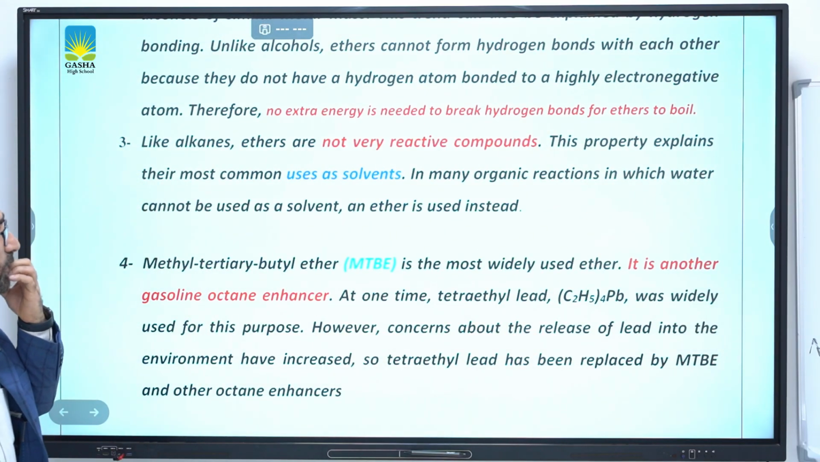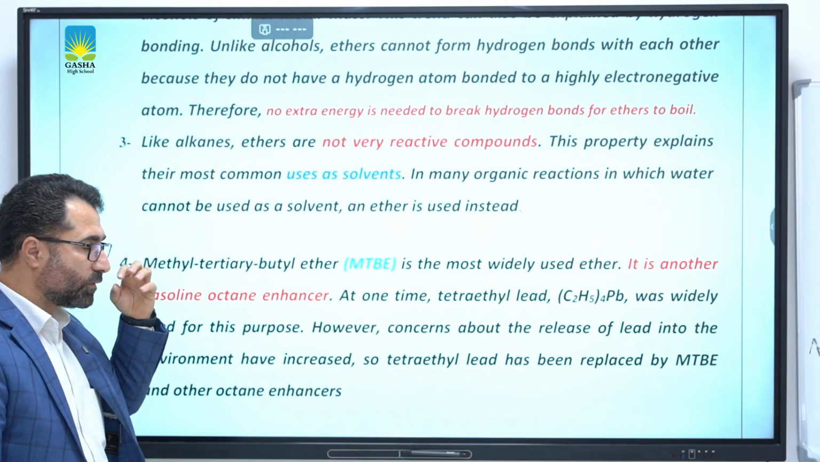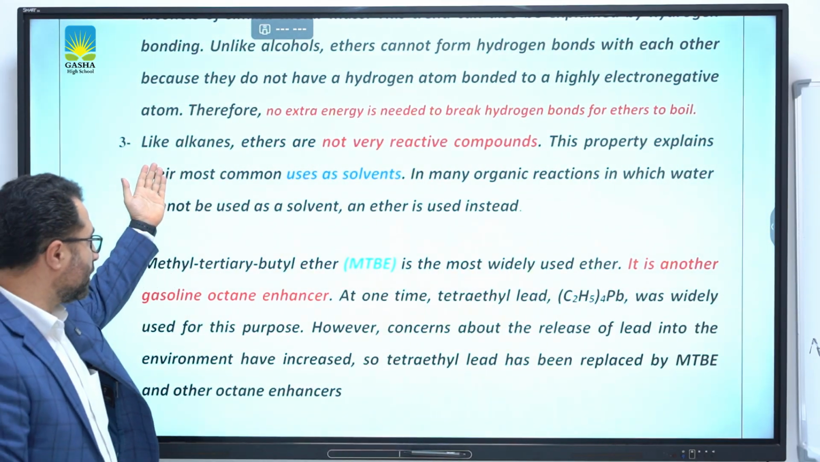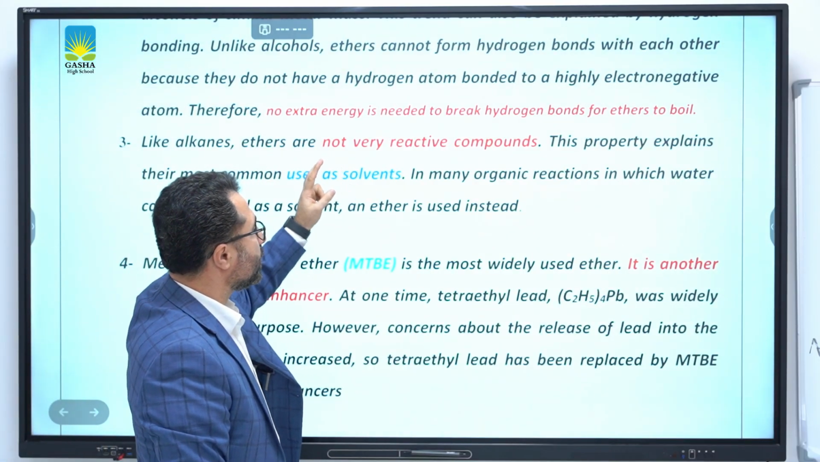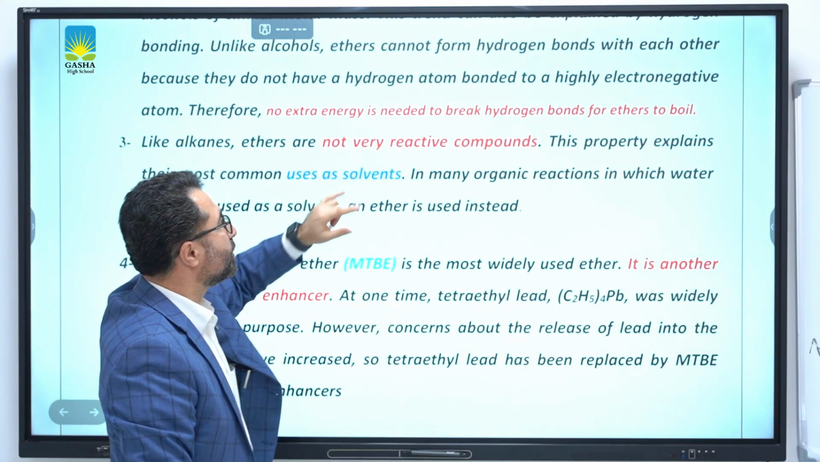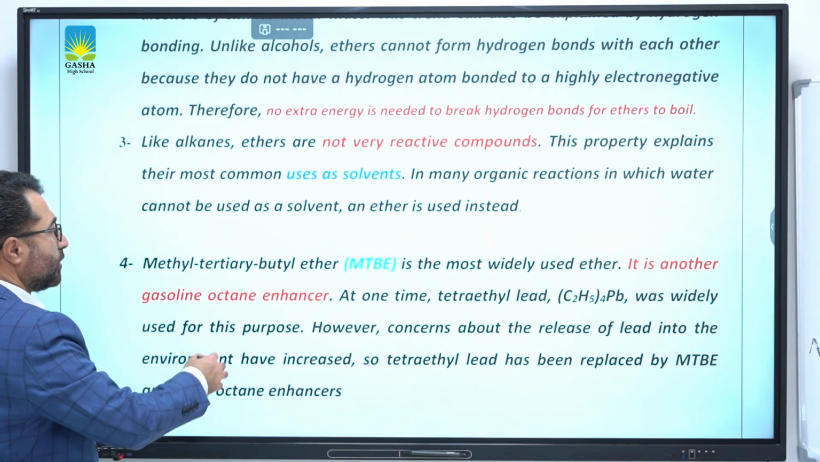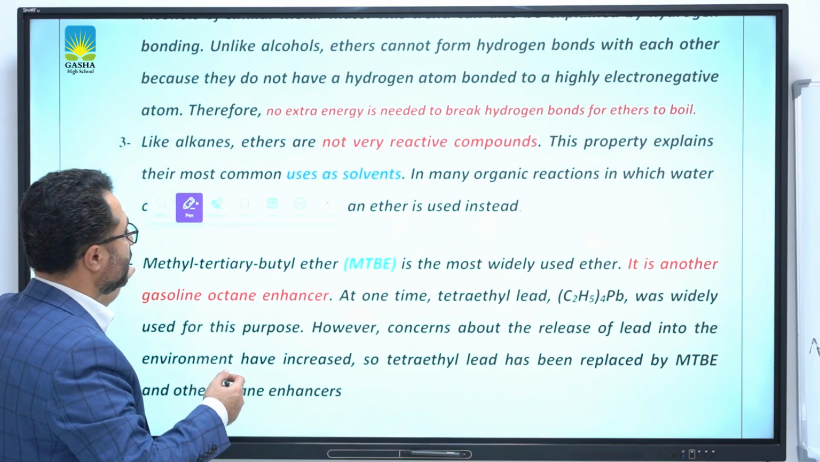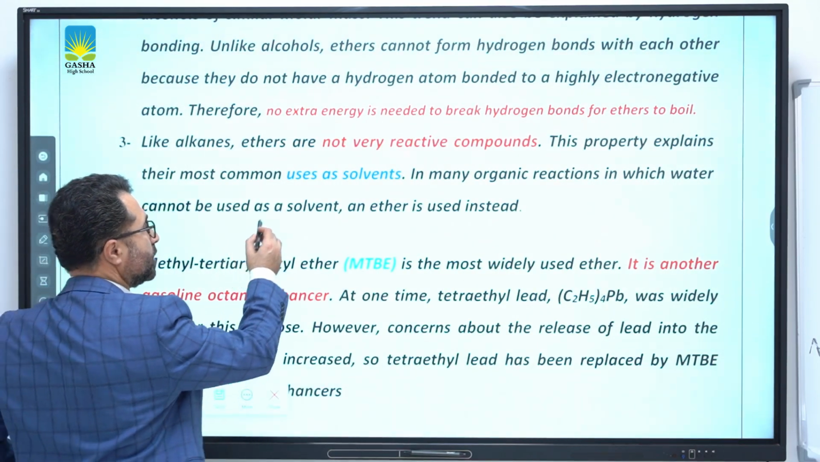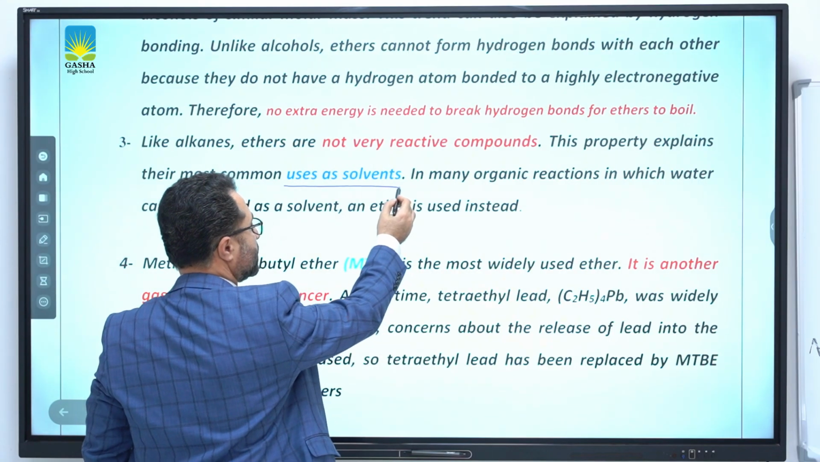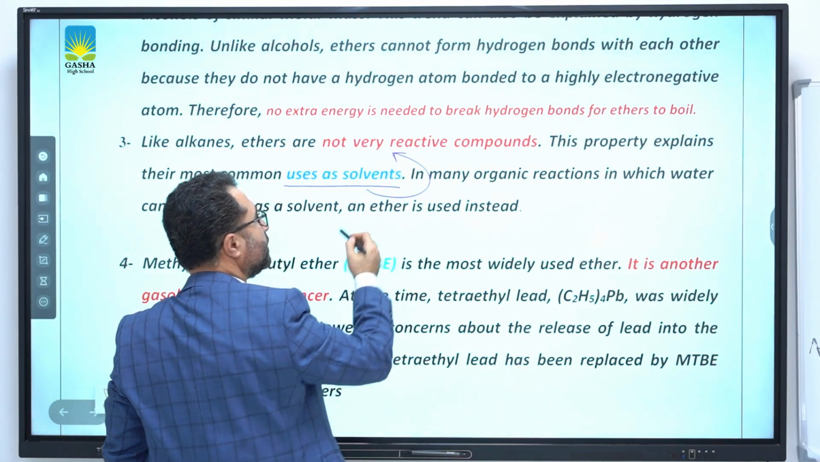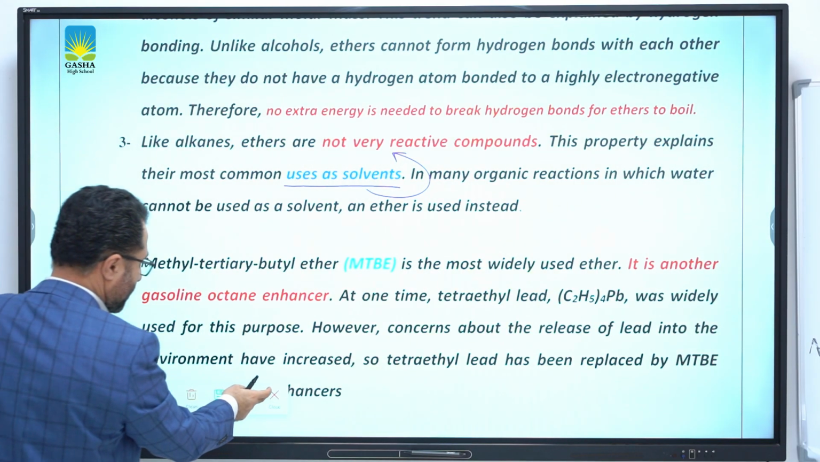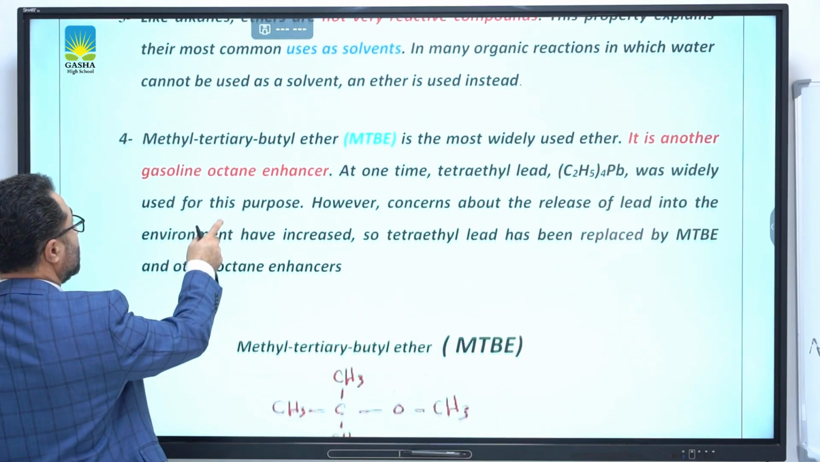Like alkanes, ethers are not very reactive. Yani, they are unreactive. So alkanes and ethers are similar in reactivity. Both are unreactive, so we can use ether as a solvent because it's unreactive. Yani, if it asks why ether is used as a solvent, you have to say what? Because they are unreactive or not very reactive.